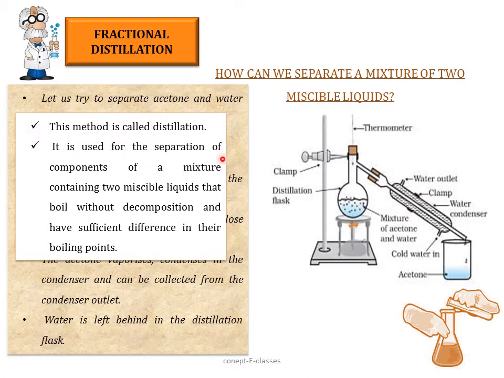So distillation is used for the separation of components of a mixture containing two miscible liquids that boil without decomposition and have a sufficient difference in the boiling point. Here water had a boiling point of 100 degrees Celsius and acetone had a boiling point of 56 degrees Celsius. So the difference is about 44 K. And so they had a sufficient difference. But if the difference was less than 25 K, we couldn't use this distillation. So if the difference in the boiling point is less than 25 K, we use fractional distillation.